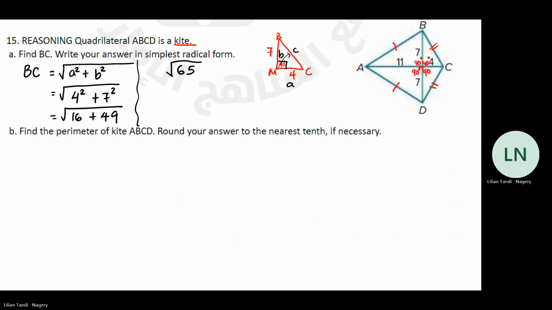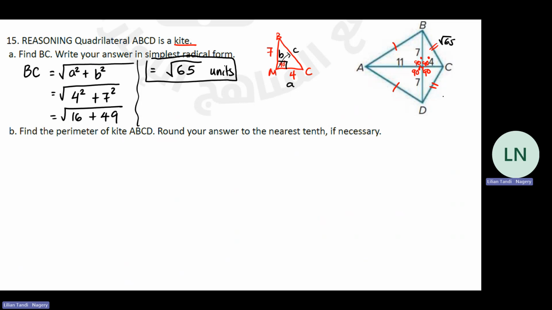Okay, so 16 plus 49 is 65, yes. Now leave your answer in the simplest radical form. So press square root of 65. That means don't change your answer to decimal. Since it doesn't change, you're going to write here units because you're talking about the sides. Now, you go here and you put your answer.